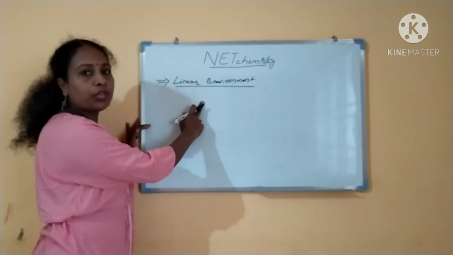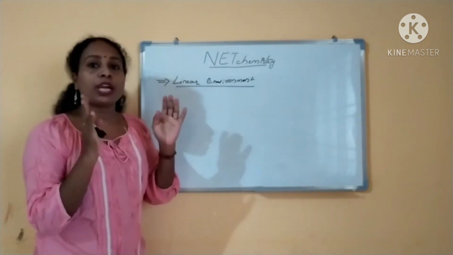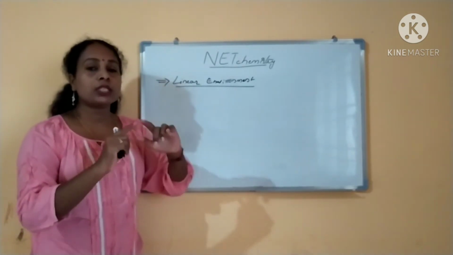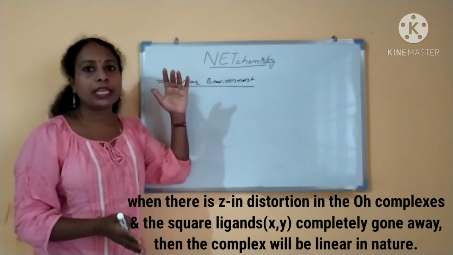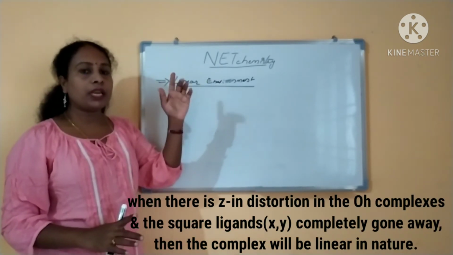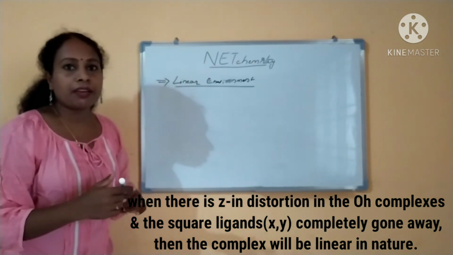Next I am talking about linear environment. How is a linear complex forming? If you consider the octahedral complexes, all the XY ligands have gone away. Only Z ligands will be there. All other XY ligands will be gone. That will be a linear environment, right?